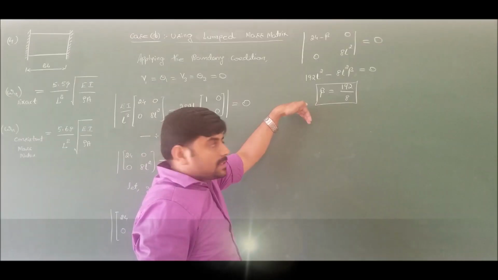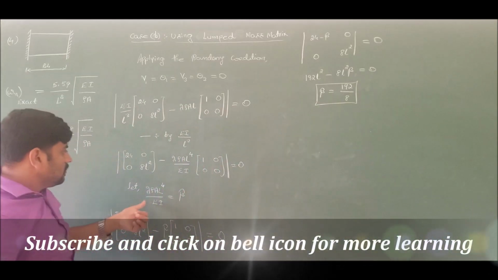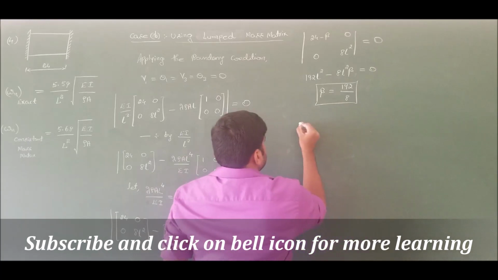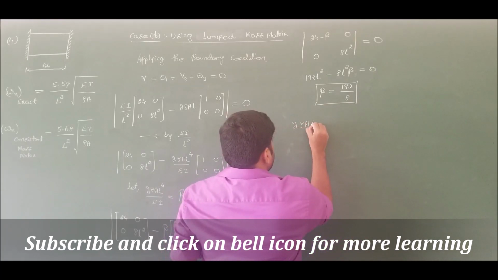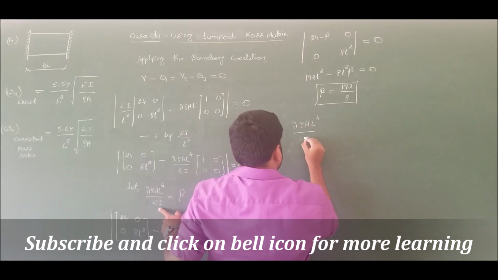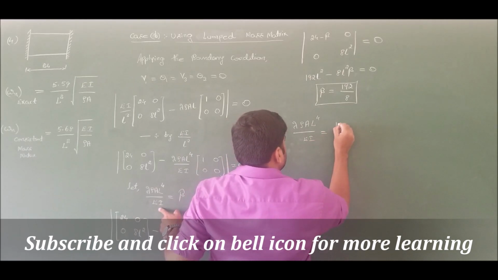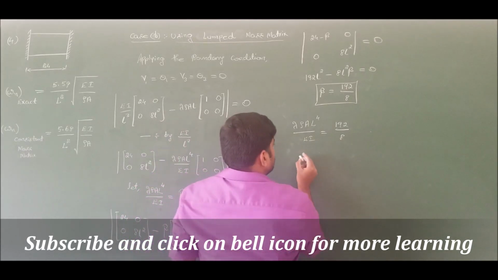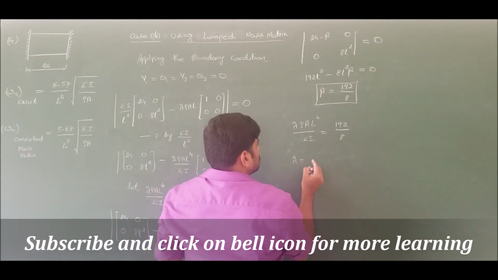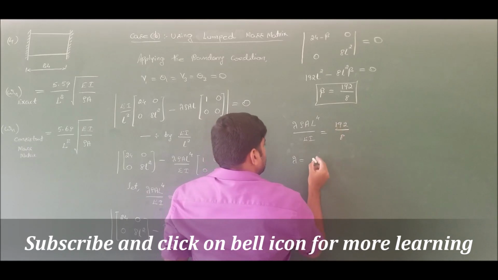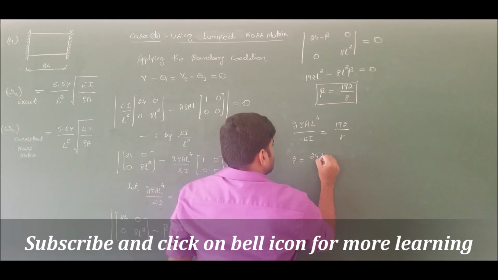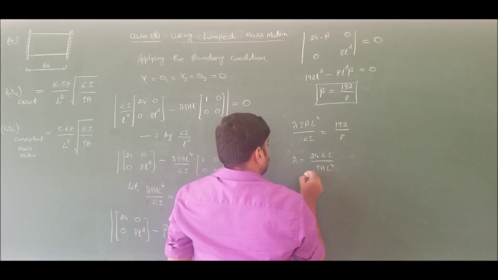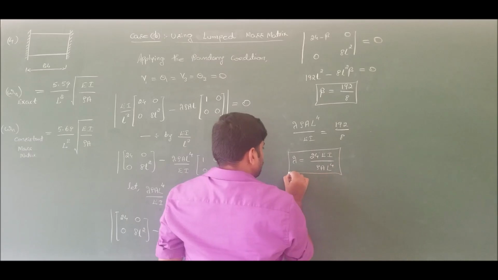Substituting the value of beta, we have beta given by lambda rho A L power 4 by EI. That is, lambda rho A L to the power of 4 by EI is equal to 192 by 8. If I simplify, I will get the value of lambda as 192 by 8, which gives us 24 EI by rho A L to the power of 4. So this is the eigenvalue.